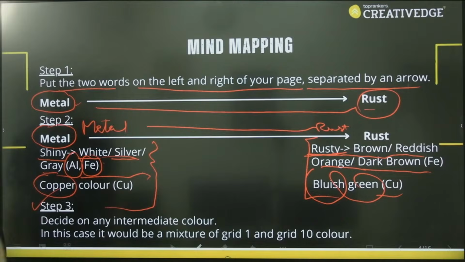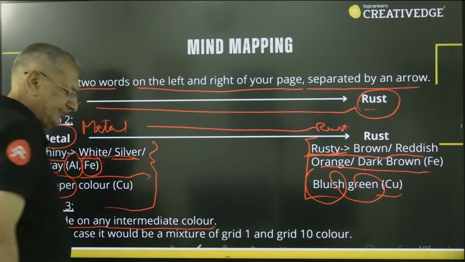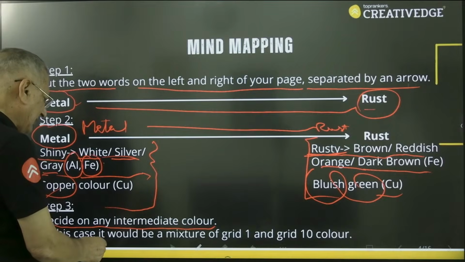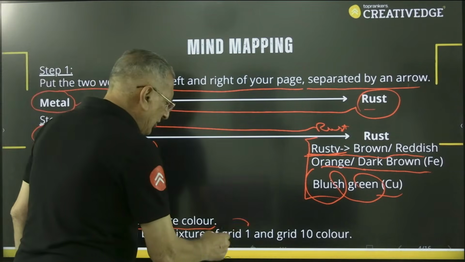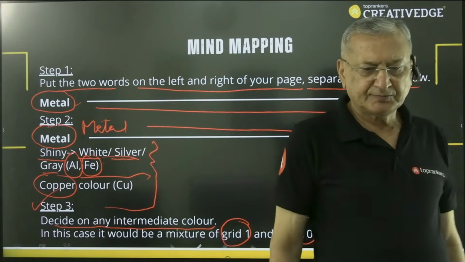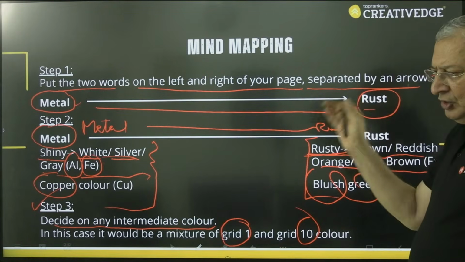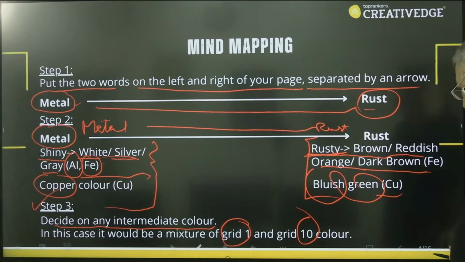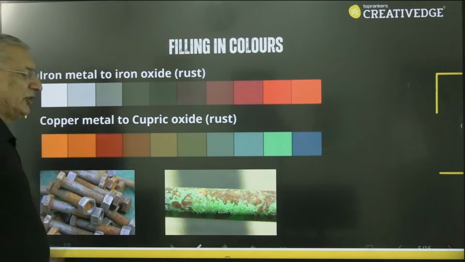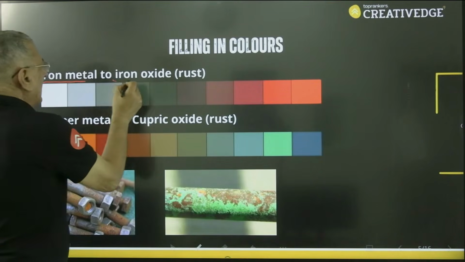Step three, decide on any intermediate color. In this case, it would be a mixture of grid 1 and grid 10. This is how you would be solving your given question. Now, I have actually done the exercise of iron metal to iron oxide, that is the rust.